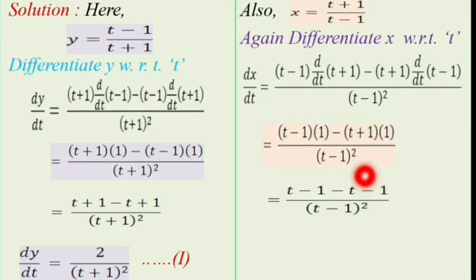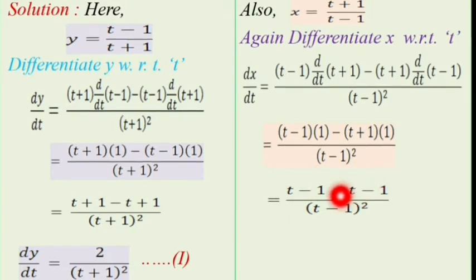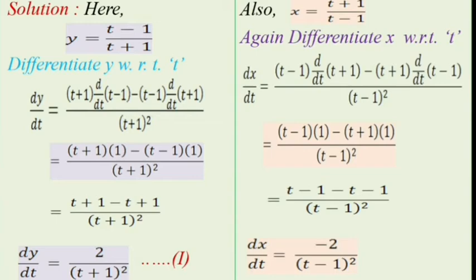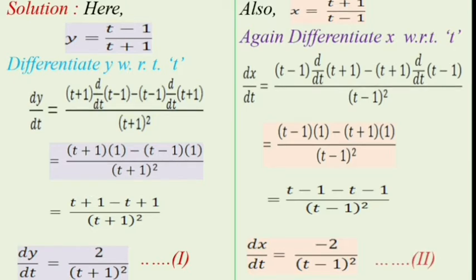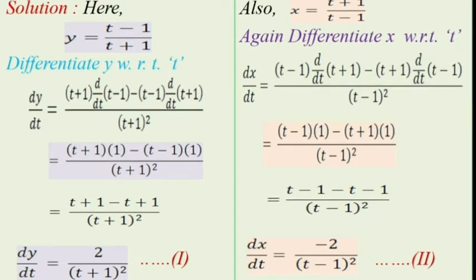Okay, now here plus t and minus t cancel, and minus 1 minus 1 is minus 2 upon (t − 1) whole square. And therefore dx/dt equals minus 2 upon (t − 1) whole square, and that is our equation number second. Same method which I discussed in type number first. Here we only apply the rule of derivatives, the quotient rule.